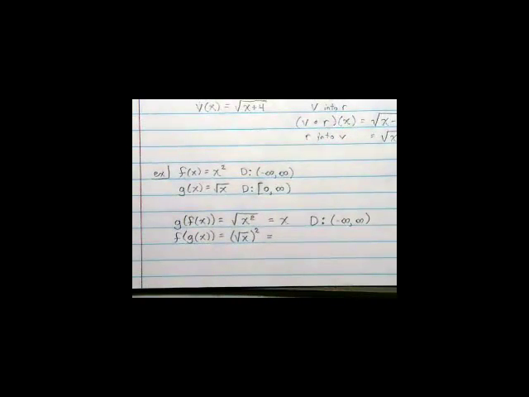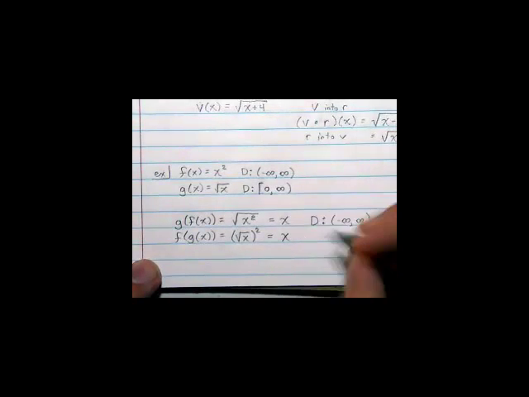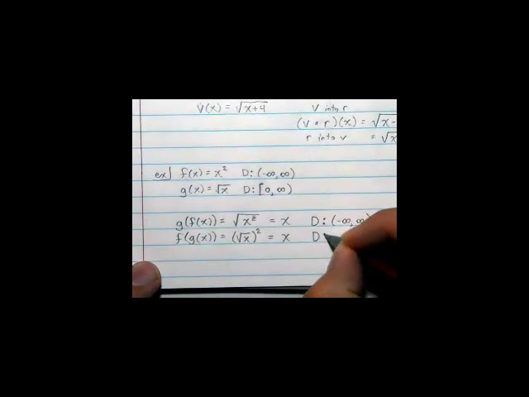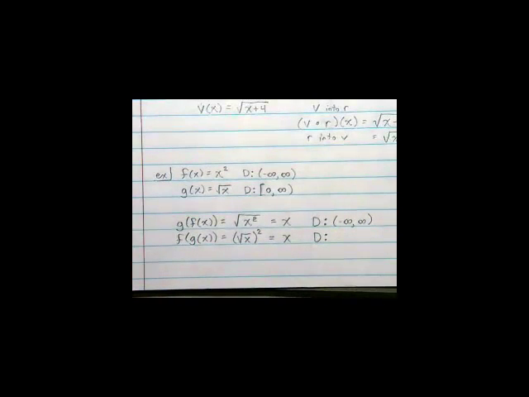F of g of x would be the square root of x squared, which simplifies to x. Now, let's play this same game again with the domain. I'm starting with g of x, starting with the square root.